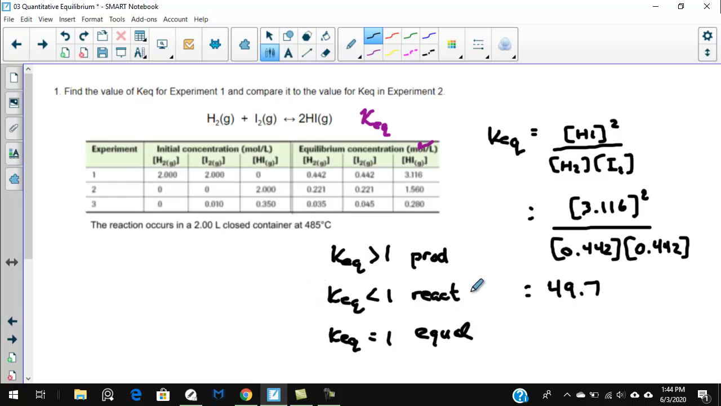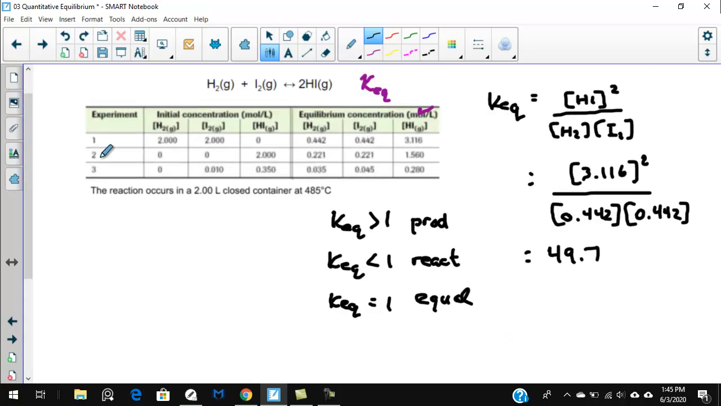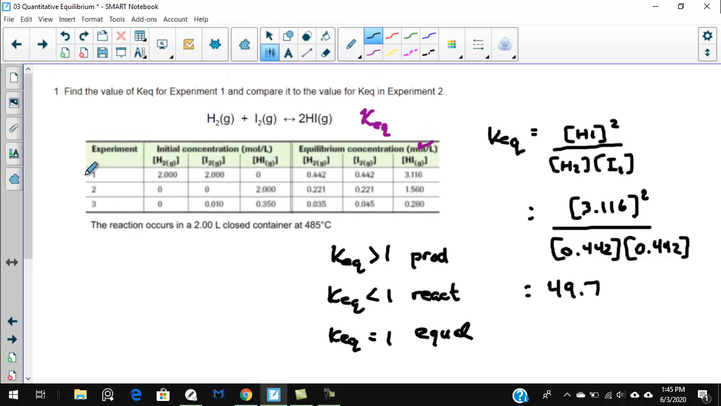That means most of our reactants aren't getting turned into products. We want Ks that are greater than 1 in most cases, so that we make as much product as possible. Especially if we're manufacturing something, we don't want lots of our chemicals left as reactants when we're done. Okay, so you could take a look at this. You could do any one of those trials, and you should, again, get 49.7 as an answer. You may want to do that just to prove that the Ks are actually a constant.